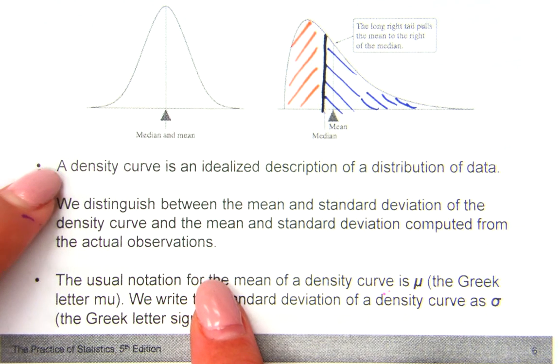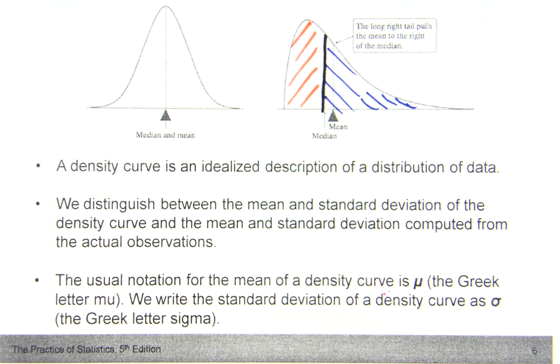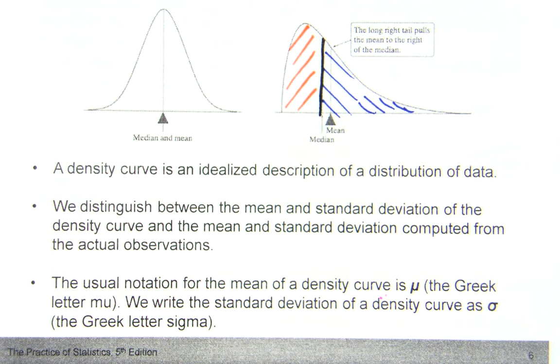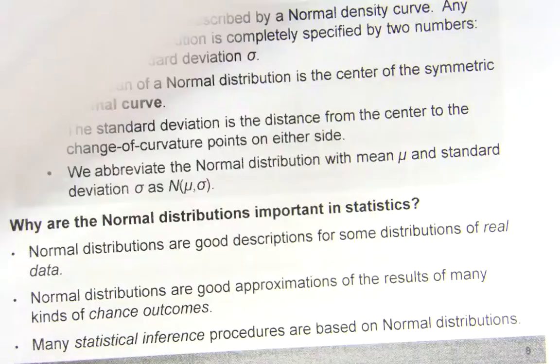So a density curve is an idealized description of a distribution of data. The usual notation for the mean is mu, which is this one right here. And the standard deviation of a density curve is sigma. Sorry, for some reason I thought that was rho, so I may have said rho in class. It's sigma for standard deviation and mu for mean. But I usually just use mean or x bar, one of the two. And that's your description of density curves. There's not really that much to them.